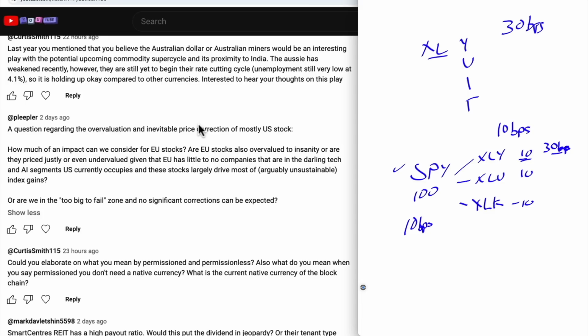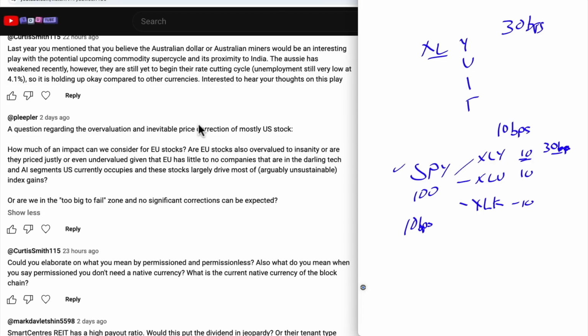Are EU stocks also overvalued? No, not to insanity. Or are they priced justly or even undervalued? The estimate from Deutsche Bank is they're undervalued about 5%. So again, what's Trump going to do, right? Is he going to put tariffs on the EU? He can't tariff the whole world.